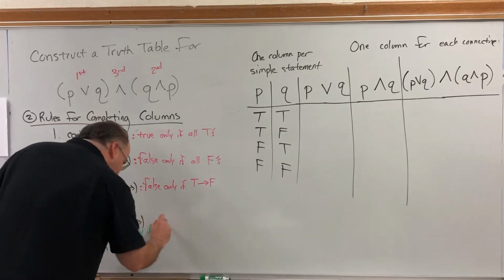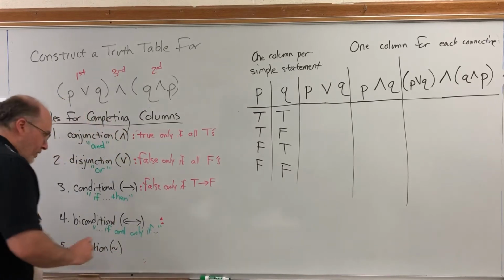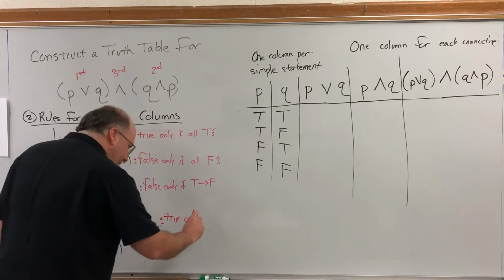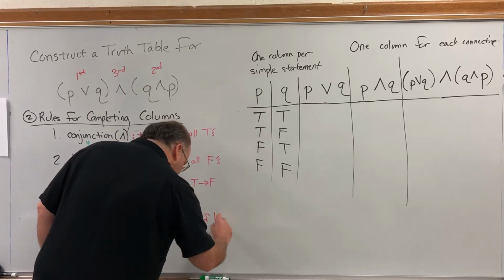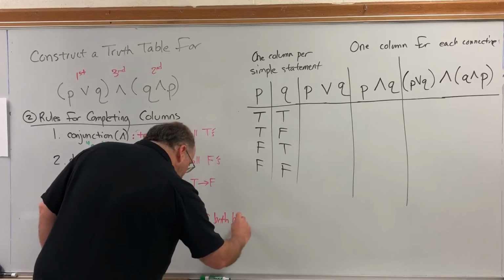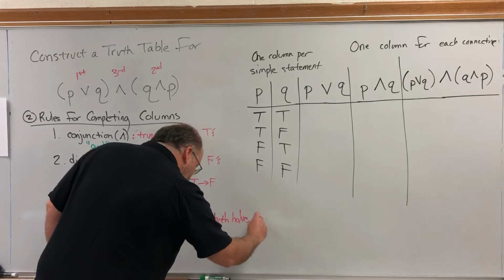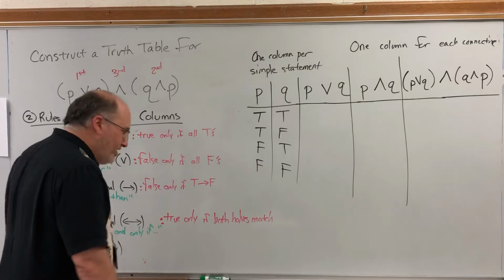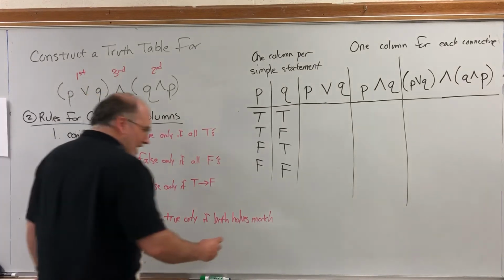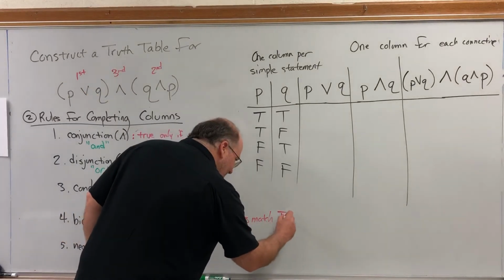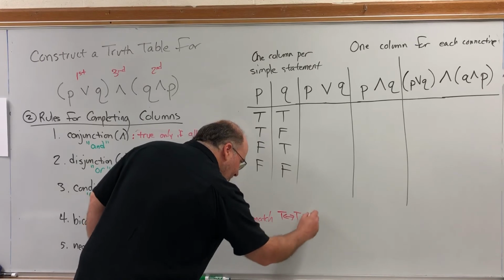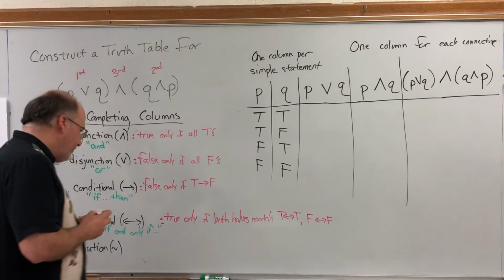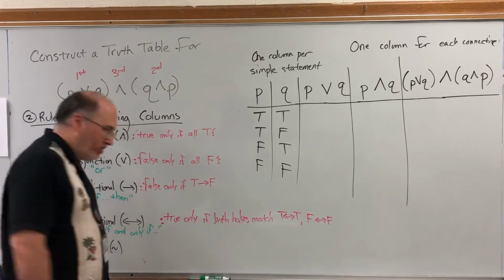The biconditional, which is the name of a statement that contains if and only if, has a pretty easy rule. A biconditional is true only if both halves match. So the biconditional is kind of like an equal sign. Are my truth values equal? When I say both halves match, I mean T double arrow T or F double arrow F. So if they don't match, then the biconditional is false.